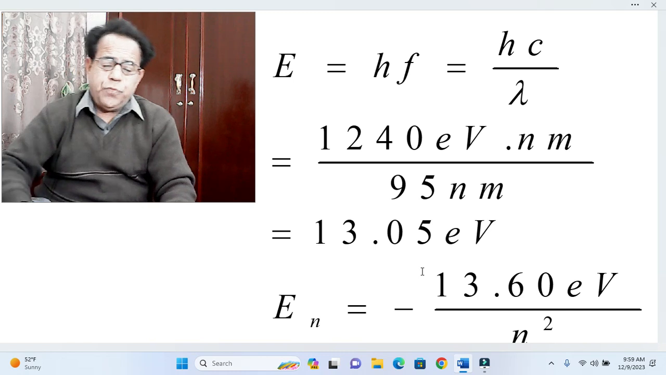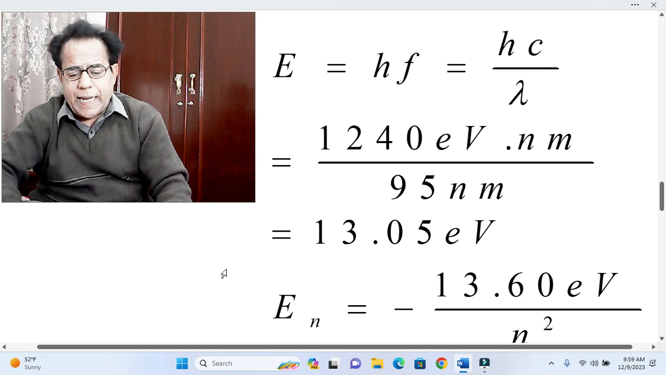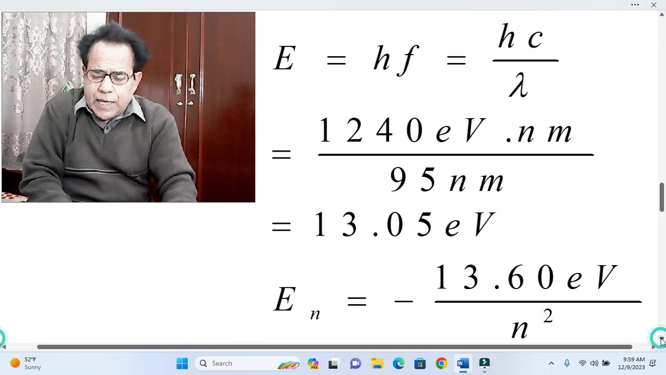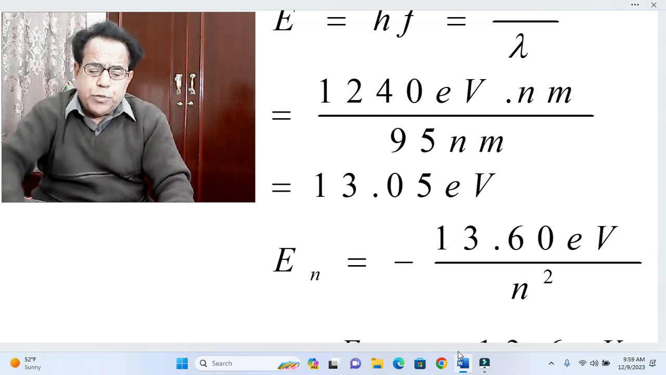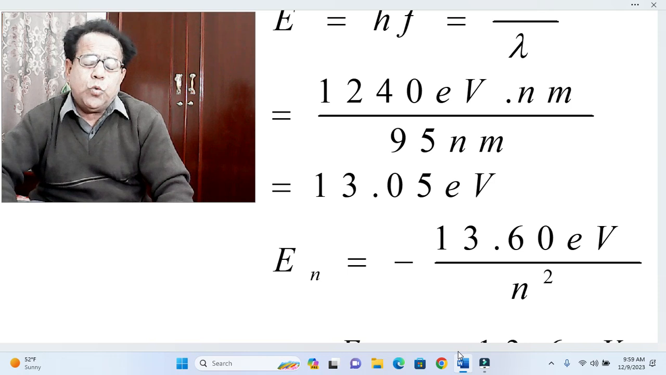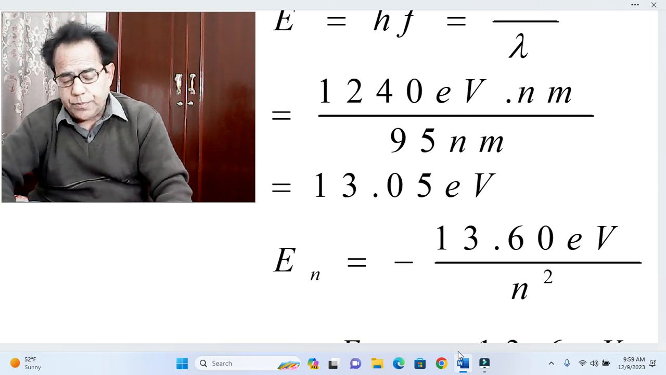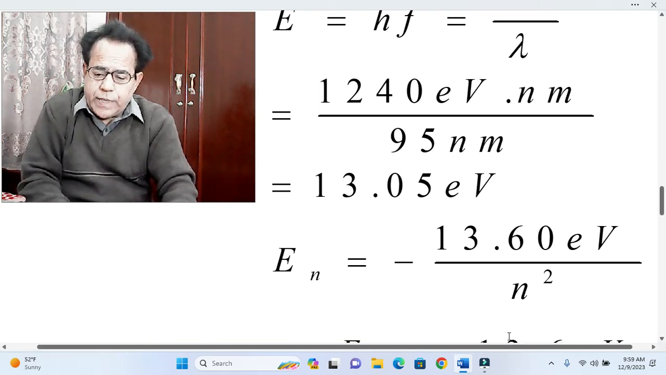This is the value of E, while the expression for En is given as minus 13.60 electron volt over n square. Okay, dear students, we have calculated the value of E, while in the next step we have just put the formula which was shown in snapshots in previous steps of this problem. En is equal to minus 13.60 electron volt over n square.